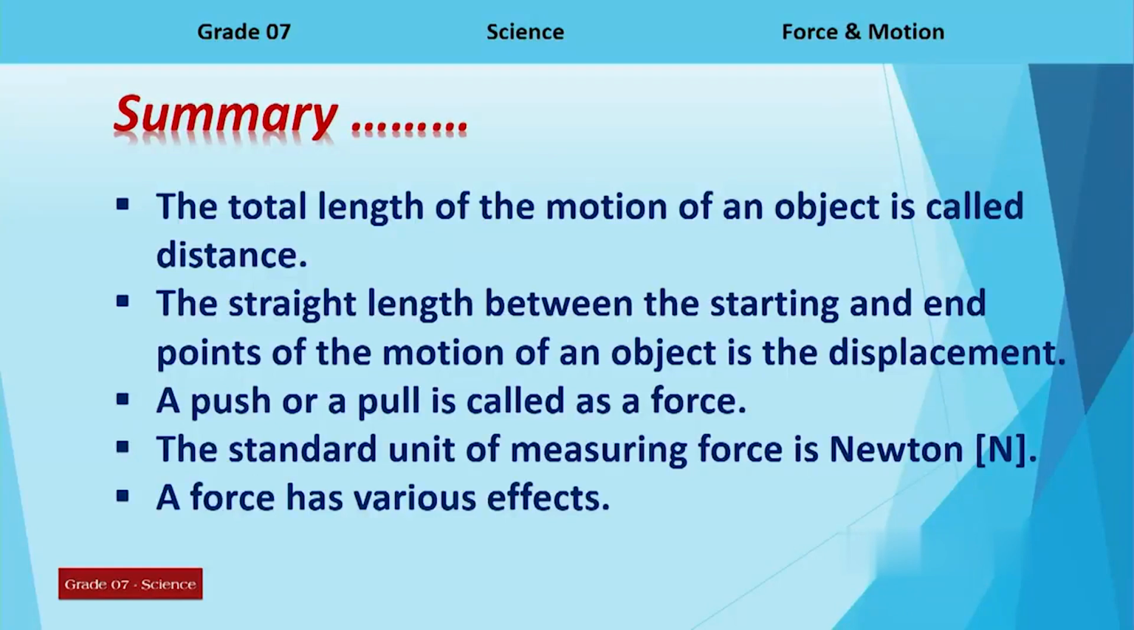Then when we think about displacement, the straight length between the starting and end points of the motion of an object is the displacement, right. Once again I would like to recall what you learnt about displacement. The straight length between the starting and ending points of the motion of an object is called displacement. And we learnt that both distance and displacement can be measured in meters, that is the international unit of measuring distance and displacement.